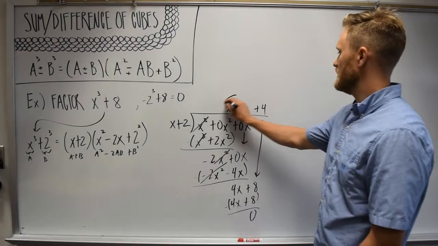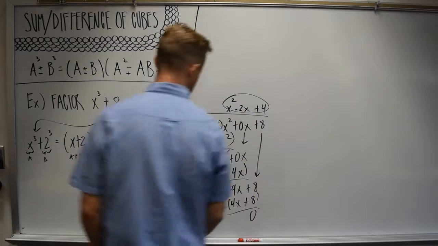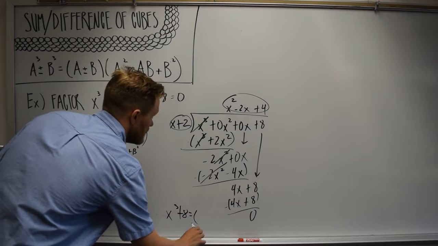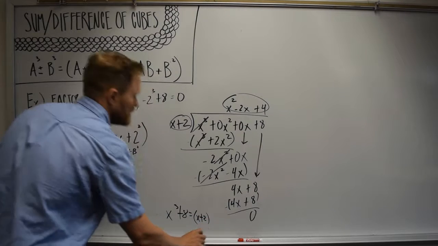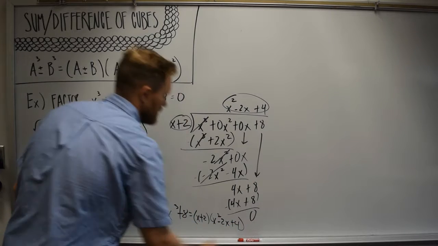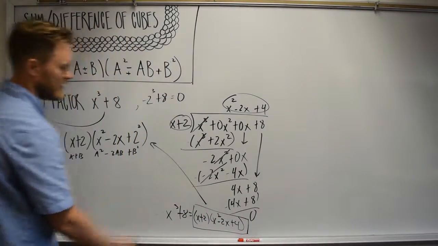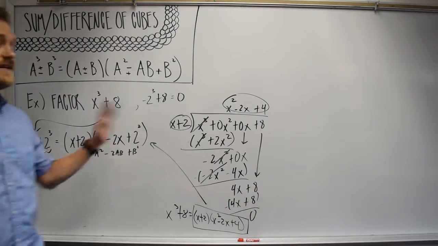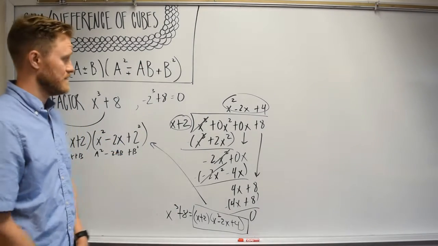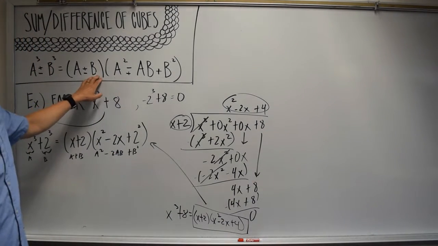So this here and this here tells us that x cubed plus 8 has to equal x plus 2 times x squared minus 2x plus 4. And you'll notice that this right here is the same exact thing we got when we used the formula. You'll do enough of this long division in pre-calc this year that this algorithm is probably going to stick in your brain longer than this formula does right here.